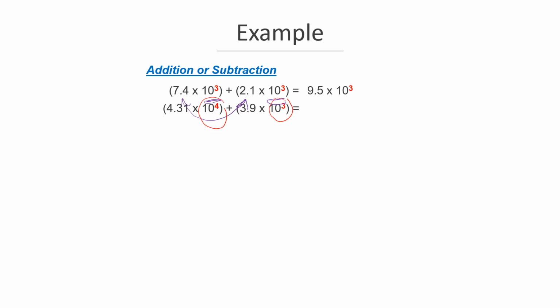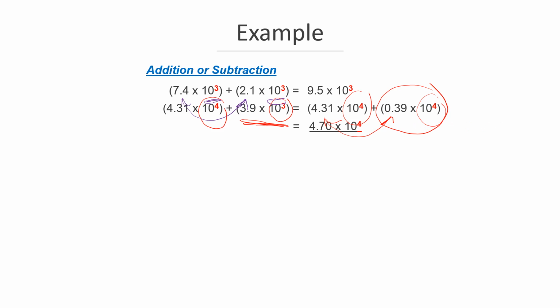So what we need to do first is we have to convert this value into this, so we can get 0.39 times 10 to the power of 4. So we have the same power here. Only then can we add these two values, so we can get the answer as 4.70 times 10 to the power of 4.